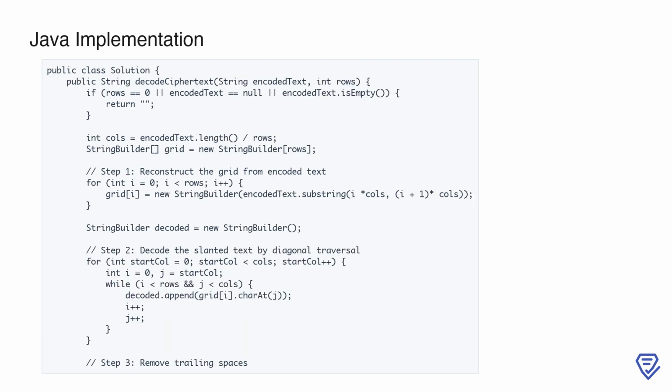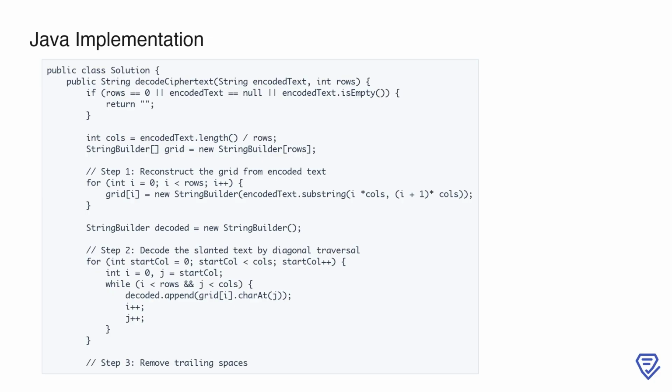To solve the problem of decoding the slanted ciphertext, we start by checking some basic edge cases. If the number of rows is 0, or if the encoded text is null or empty, we immediately return an empty string, as there's nothing to decode. Next, we calculate the number of columns in the grid by dividing the length of the encoded text by the number of rows. This gives us the structure of the grid.